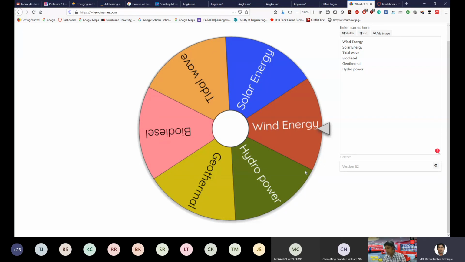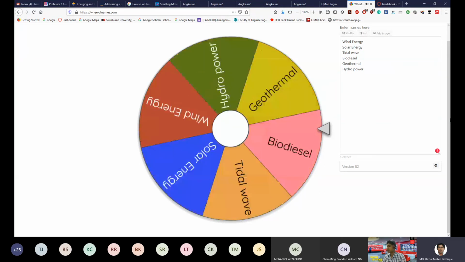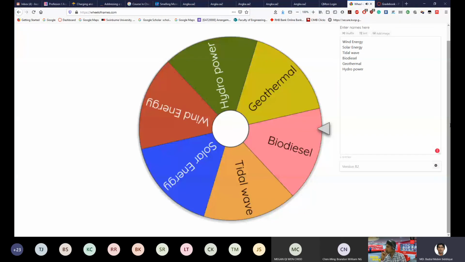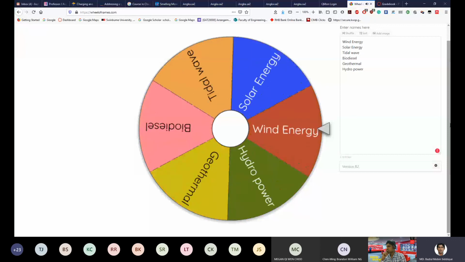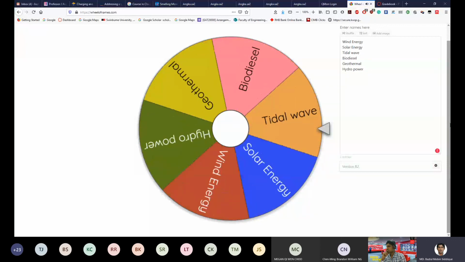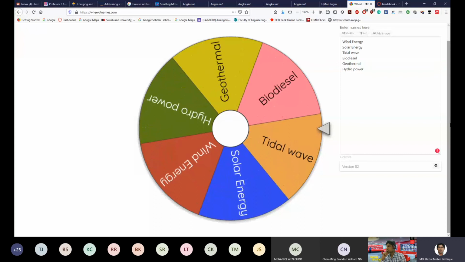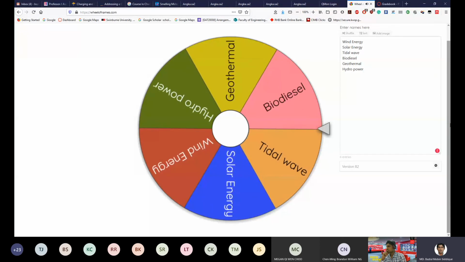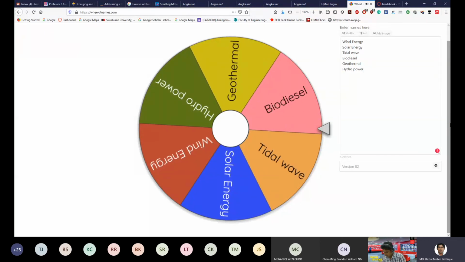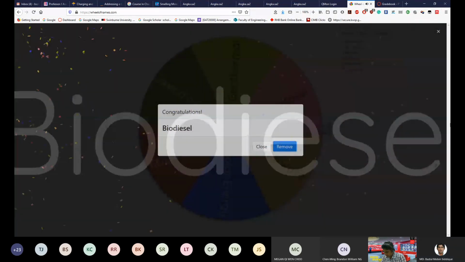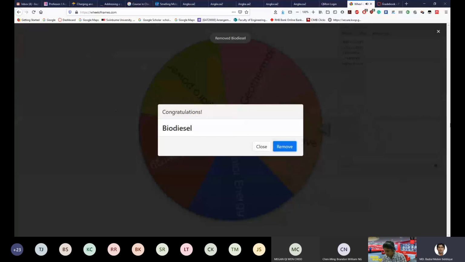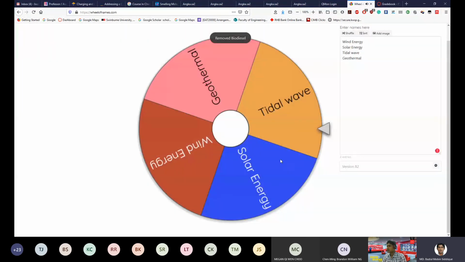Okay, now going for group 8. Biodiesel, group 8. All right. Now going for group 7, third.